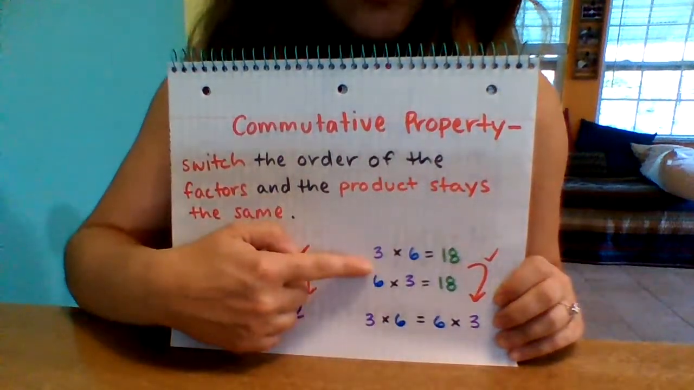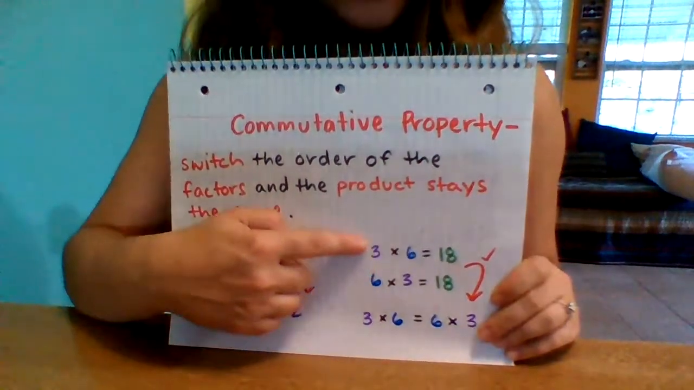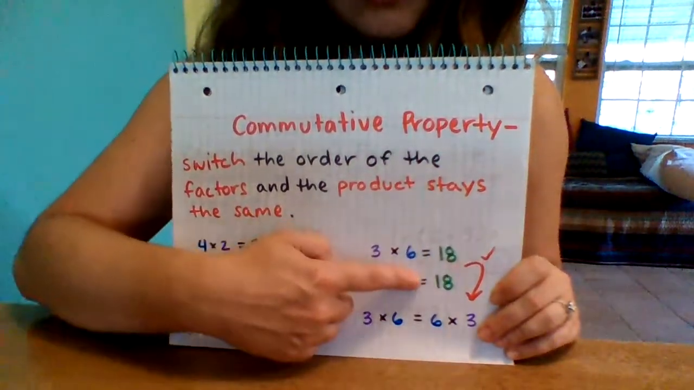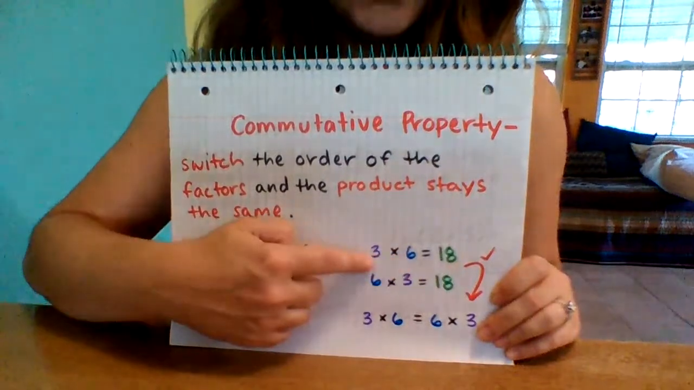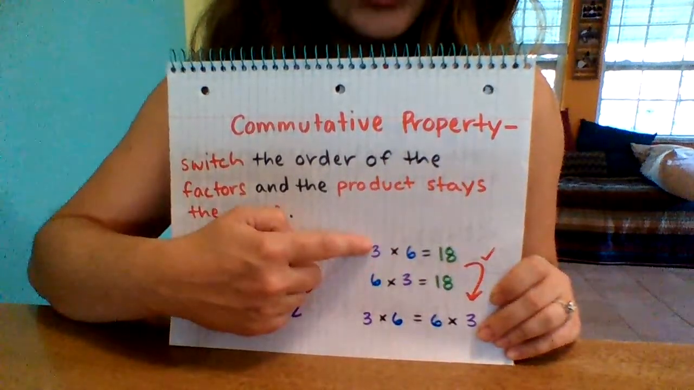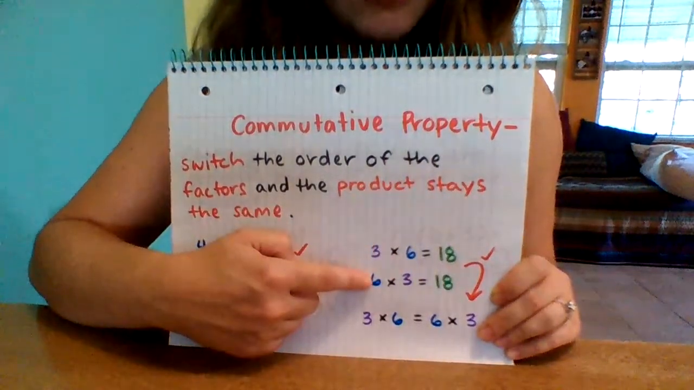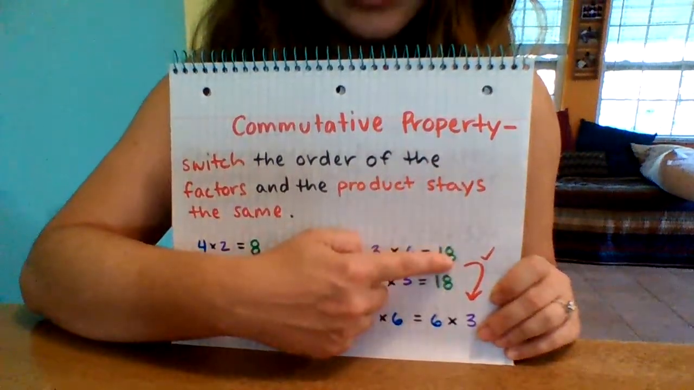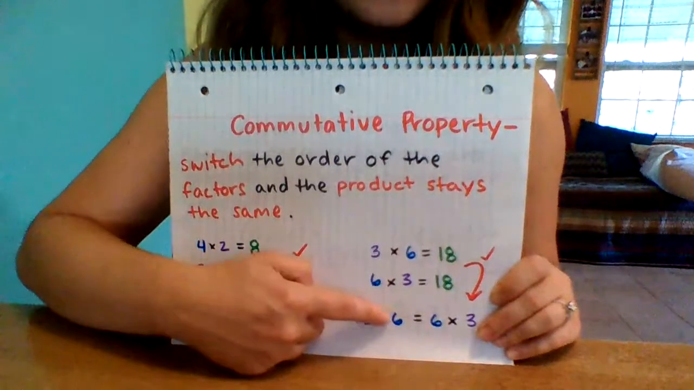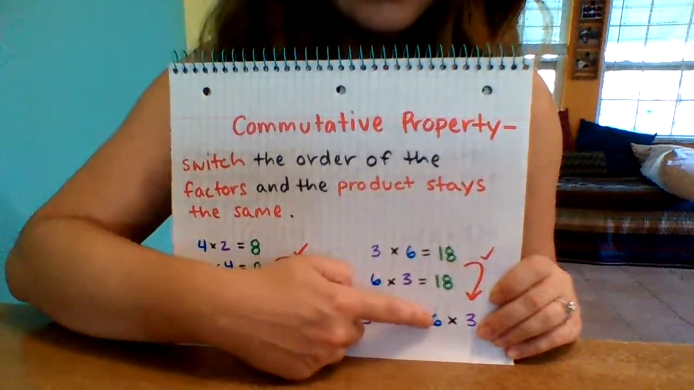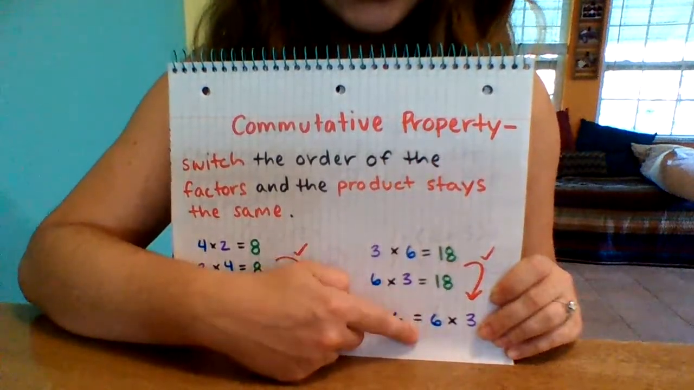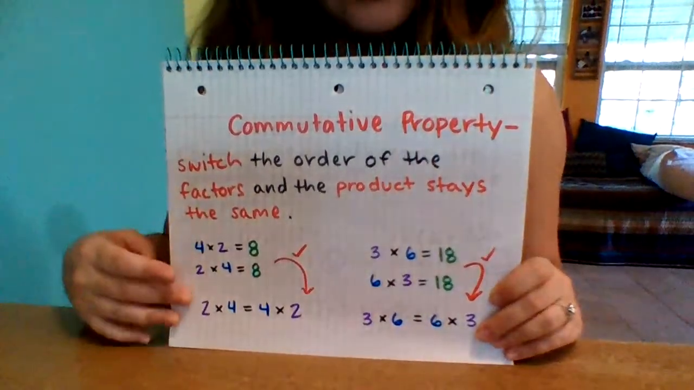Next, you have the commutative property. Another example here. 3 times 6 equals 18. 6 times 3 equals 18. Okay? We switched the order of the factors, right? Here, the 3 came first. Here, the 6 comes first. But that doesn't change our product. Our product, 18, stays the same. So we can say 3 times 6 is the same as 6 times 3, right? These two facts are equal to each other because they give us the same product.